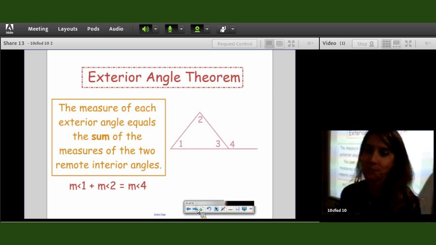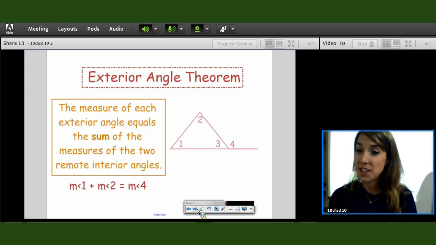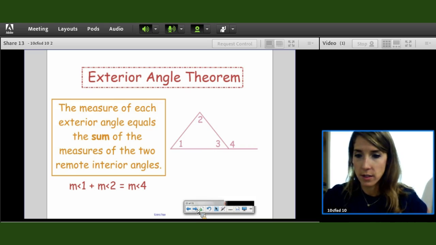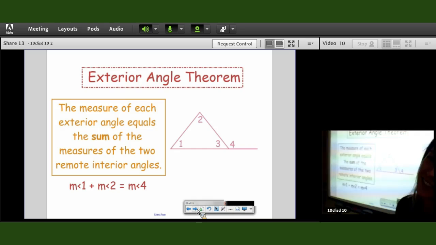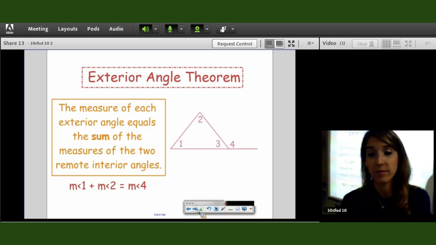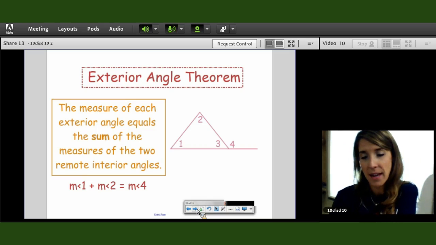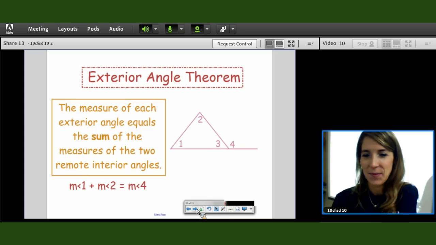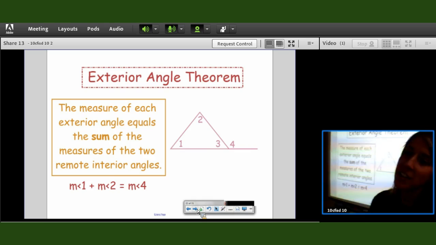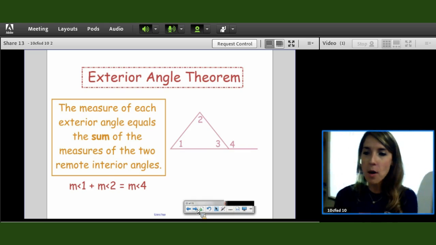Here's the theorem. The measure of each exterior angle equals the sum of the measures of the two remote interior angles. How many exterior angles does a triangle have? Nice, 6. So there's 2 exterior angles at each vertex. I didn't say vertices. So a triangle has 6 exterior angles. And to find the measure of those angles, you find the remote interior angles that go with it, and you just add them. Let's try it.